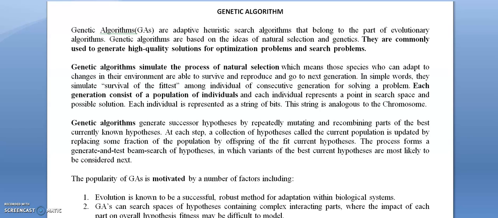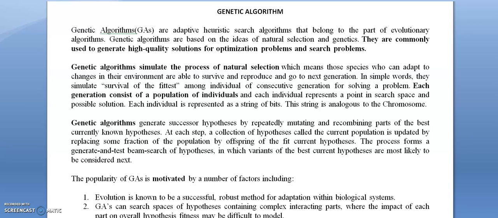Okay, so here it is used to generate high quality solutions for various optimization problems and search problems. So it has become very popular nowadays, and it is actually an adaptive heuristic search algorithm. Adaptive means it is adaptive with the environment, that is in terms of the number of parameters or the type of the parameters.